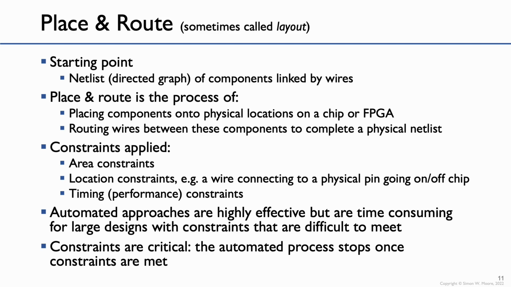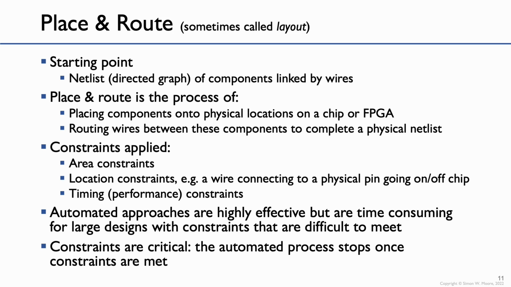The constraints are absolutely critical to getting a correctly functioning design. For example, if the place and route tool isn't told what clock frequency you want to run at, it will do just whatever it thinks is best, and who knows what the timing characteristics are, and you're certainly not likely to meet the timing that you actually want.